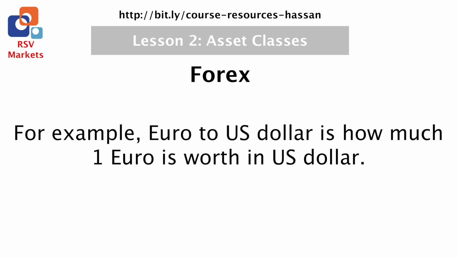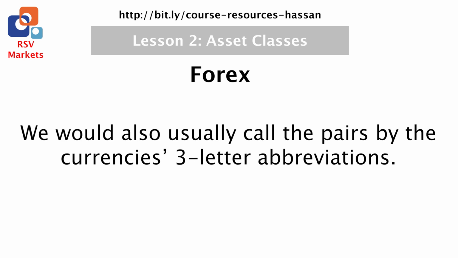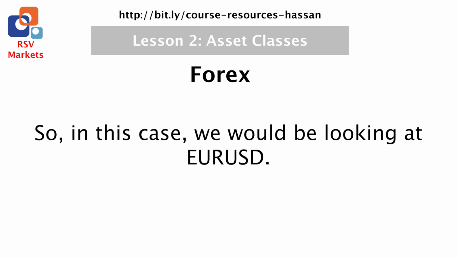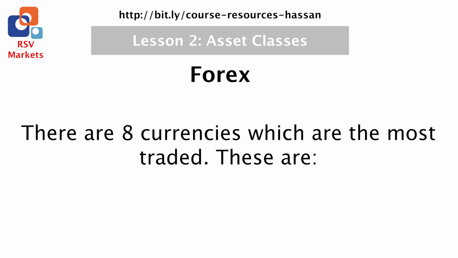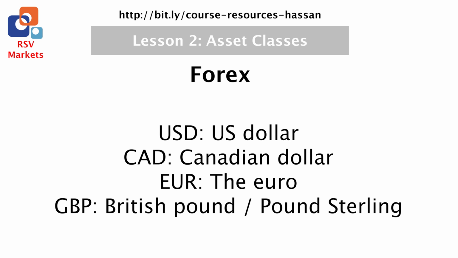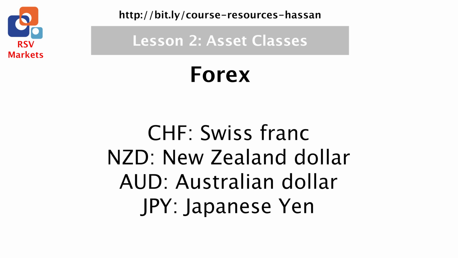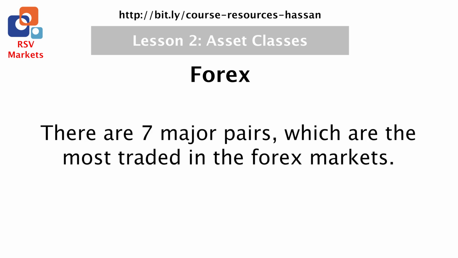For example, euro to US dollar is how much 1 euro is worth in US dollars. We would also usually call the pairs by the currencies' three-letter abbreviations. So in this case, we would be looking at EUR/USD. There are 8 currencies which are the most traded. These are US dollar, Canadian dollar, the euro, British pound or the pound sterling, Swiss franc, New Zealand dollar, Australian dollar, and Japanese yen. There are 7 major pairs which are the most traded in the Forex markets.